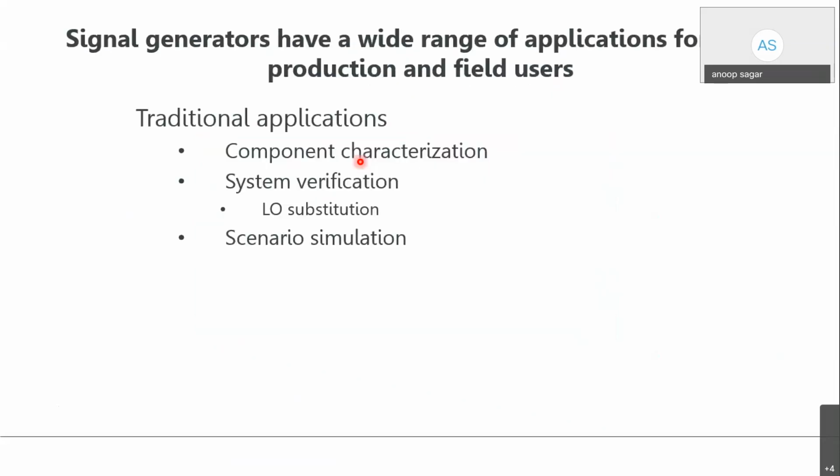So a signal generator has a very wide range of applications for research, for production of any RF instruments, receivers or oscillators, and for field users as well. Traditional applications for signal generators are component characterization, and it is also used for LO substitution. Like if you are doing a mixer measurement, then you require a local oscillator. So you can use your signal generator as an LO substitution as well. Then scenario simulation or emulation of any signals with the help of a signal generator.